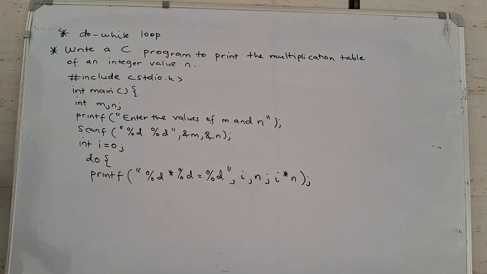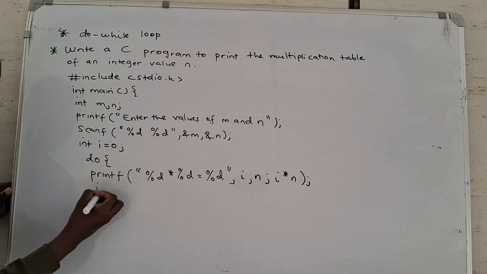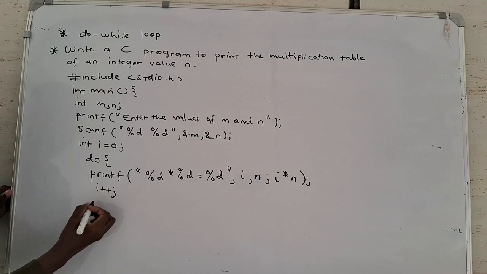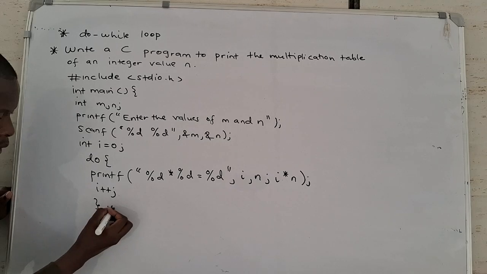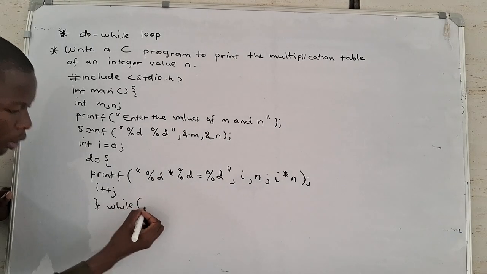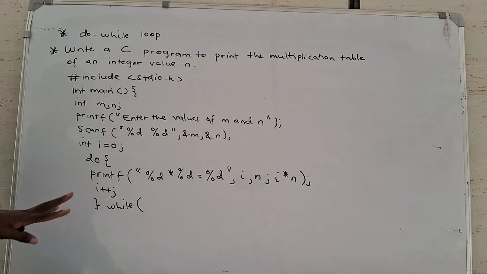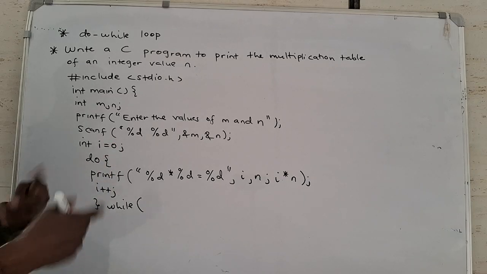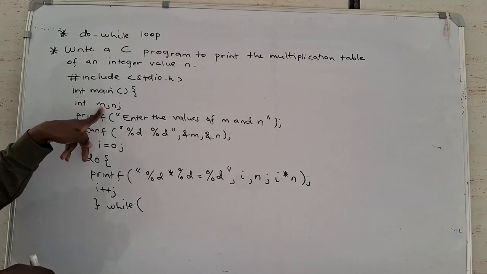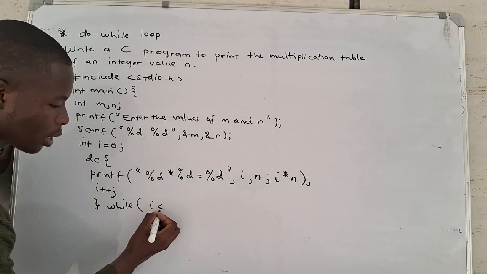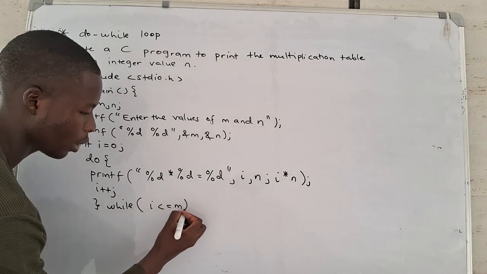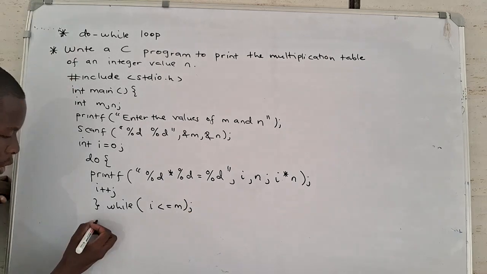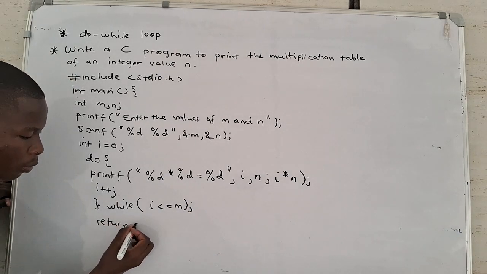Here, it's i plus plus. i is being incremented, it's okay. Then you close. Now the condition is going to be checked. So we are checking the value of i, the one that we are incrementing, and this value of i should be less than or equal to m. So i is less than or equal to m. It's okay. Now return 0.